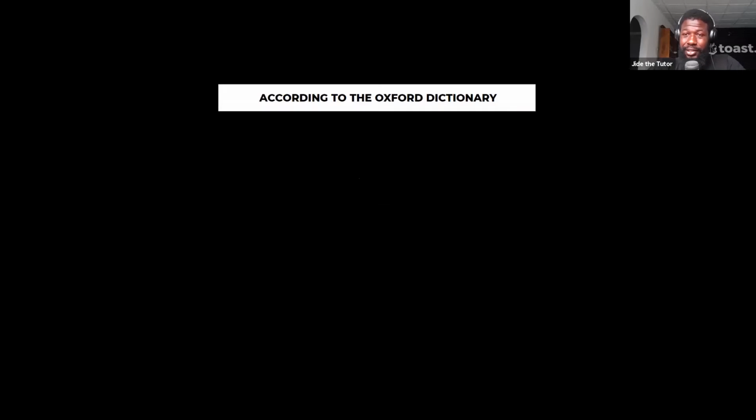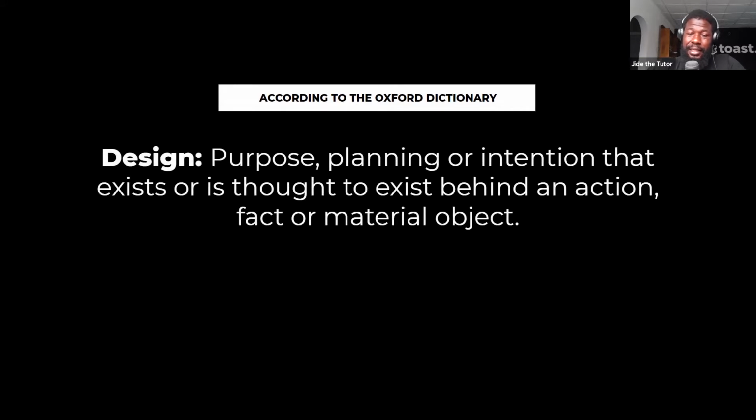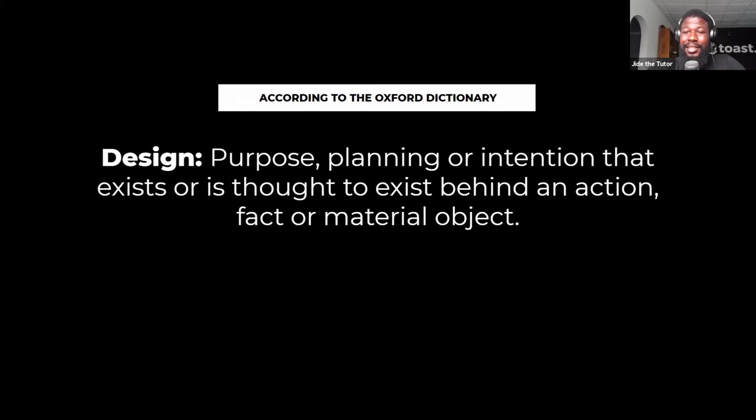Okay, so let's now go to the Oxford Dictionary definition of it, right? According to the Oxford Dictionary, design is purpose, planning, or intention that exists or is thought to exist behind an action, fact, or material object. I wasn't expecting something this deep. It is deep. That's the thing, right? So let's think about it like this. Let's use real life scenarios.